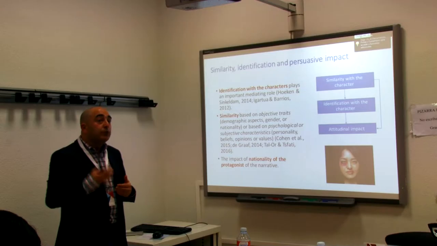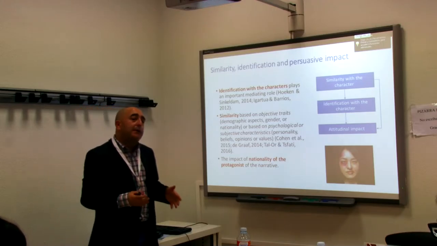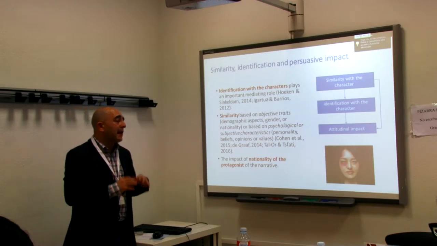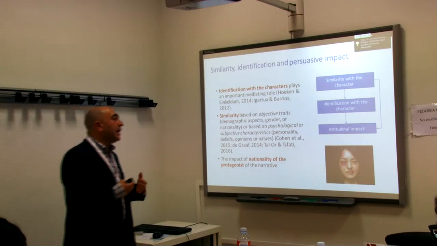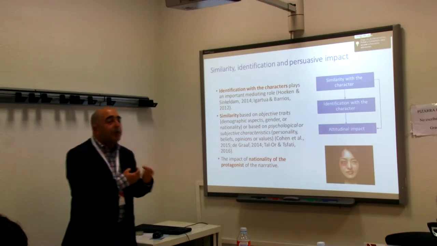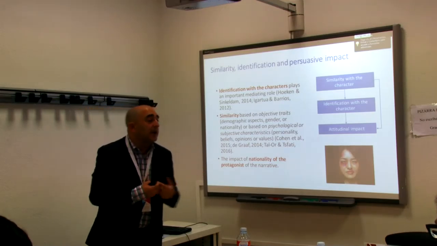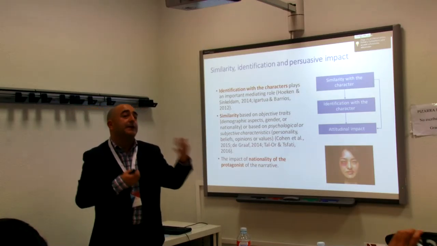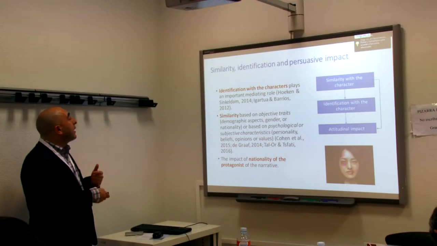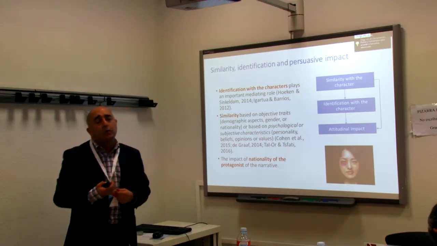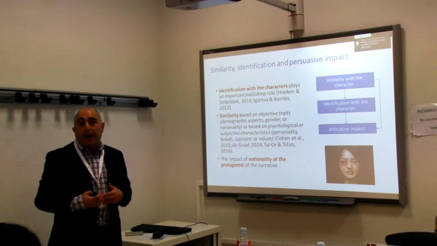So, the problem is how to increase identification with a character, given that identification is a very relevant process. Several lines of research have been developed, and one of them is related to the concept of similarity. Similarity is a process that involves the character but also the audience. It's a negotiation process, in the sense that you perceive that the character is similar to you or not. Similarity can be based on objective traits, for example demographic aspects, or on subjective characteristics, for example personality, beliefs, or attitudes.